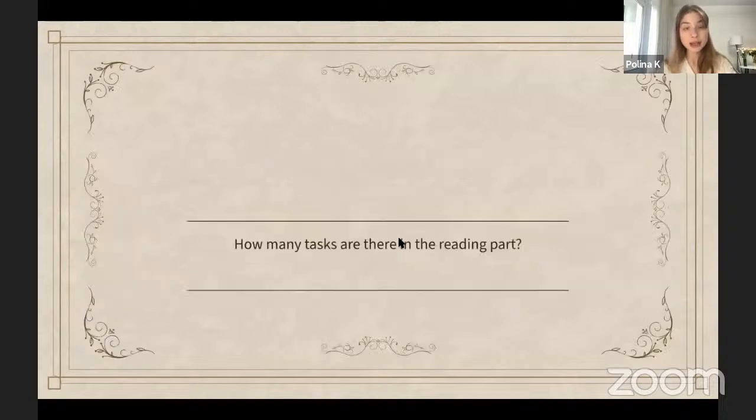So moving forward, let us start straight with the quiz. If you could please use the chat in order to provide your responses. My first question to you is, how many tasks are there in the reading part? If you know, please write the answer in the chat. If you don't know, you can guess how many tasks there are. We have our reading part, and how many tasks is it comprised of? I'm gonna wait for a while to give you some time.